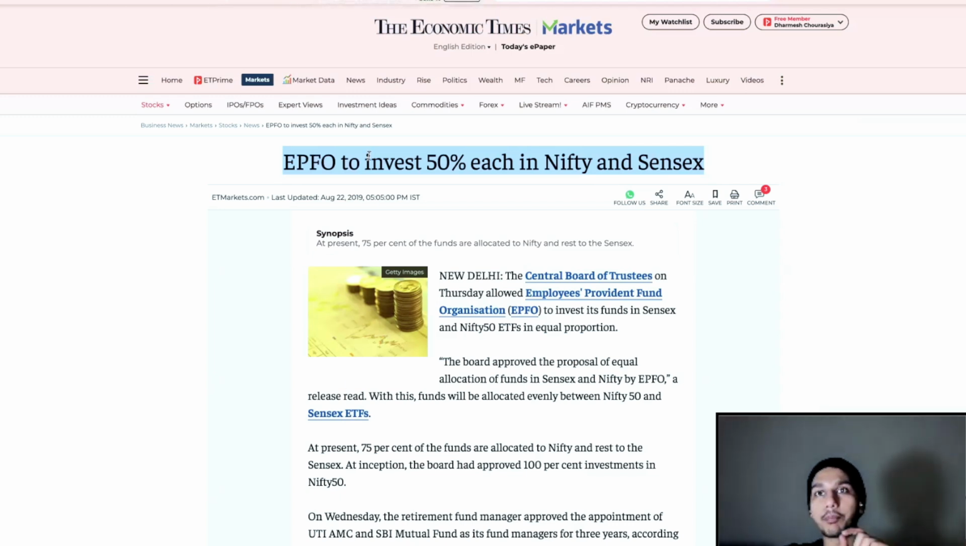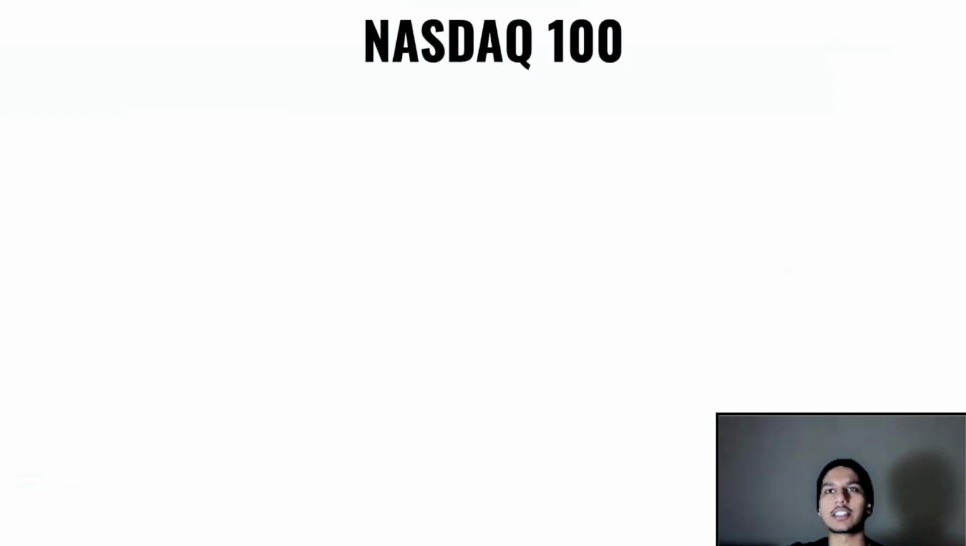EPFO, Employee Provident Fund Organization, to invest 50% each in Nifty and Sensex. What does that mean? It means the money that you're giving to government for retirement, they're eventually investing that in Nifty 50 index and Sensex index to generate returns. And they're going to give you 8.5 or 9% return, which I agree might be tax free. And whatever extra returns that they're going to generate on that capital, they're going to keep it with them. So investing in Nifty 50 for your retirement is a sound strategy because government is doing exactly the same thing through EPFO.